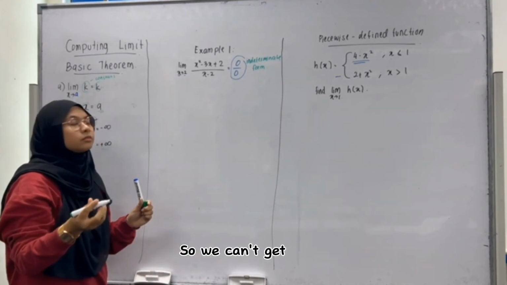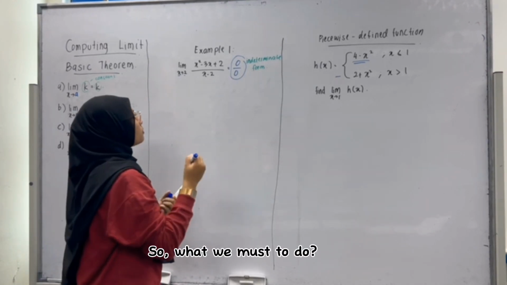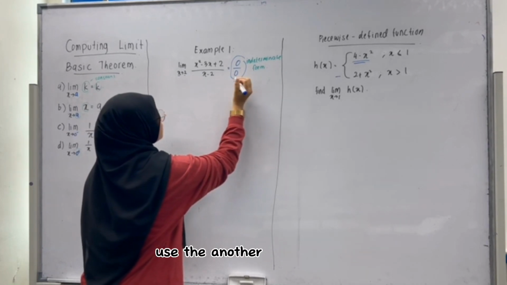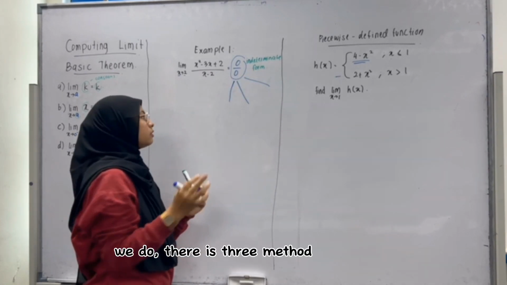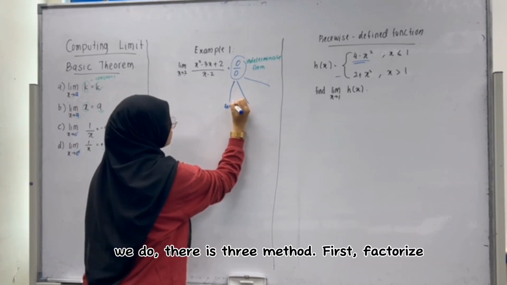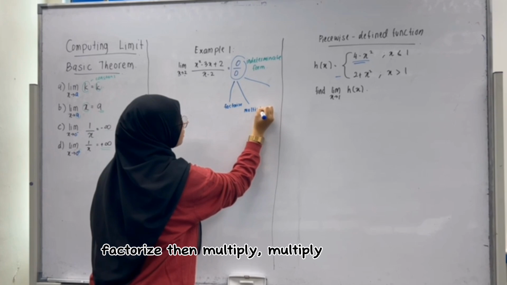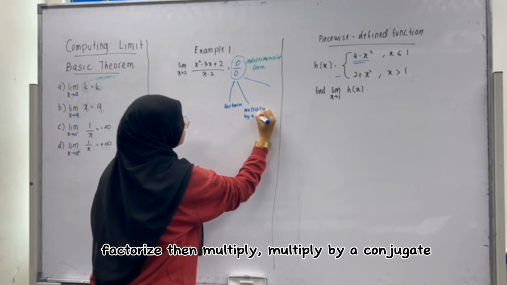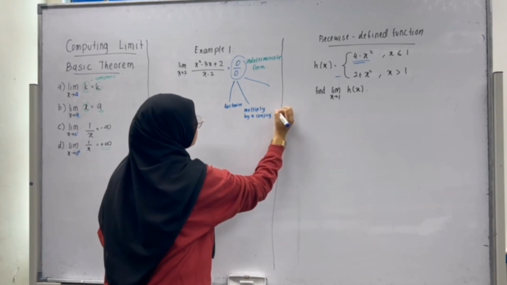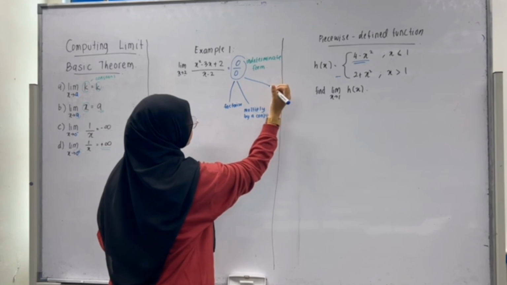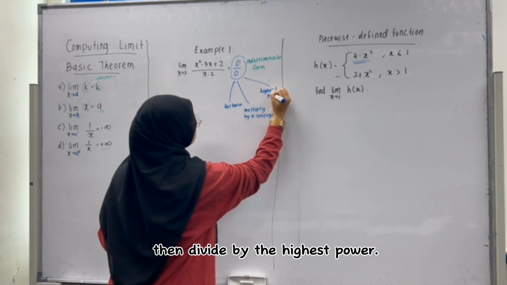So what must we do? We must use another method. There are 3 methods. First, factorize, then multiply by a conjugate, then divide by the highest power.